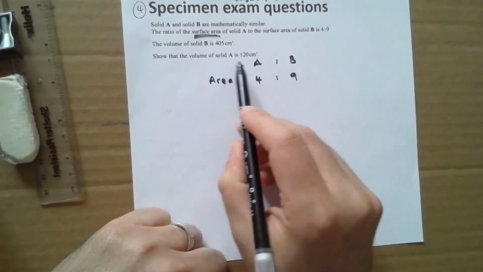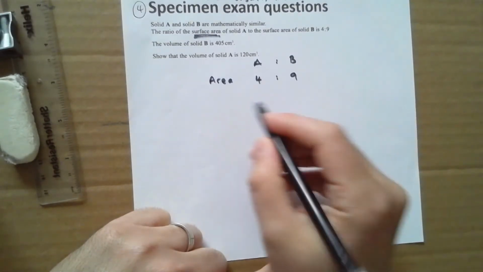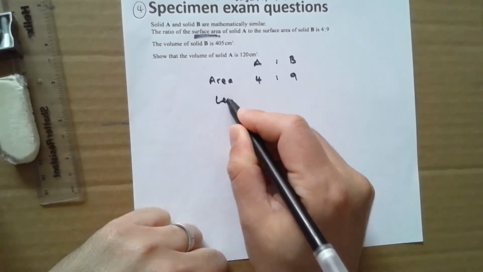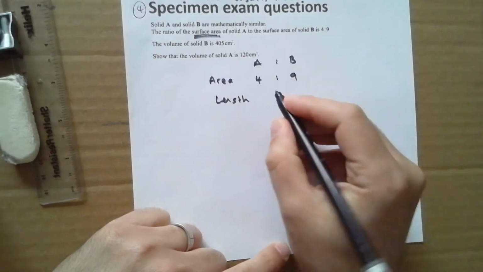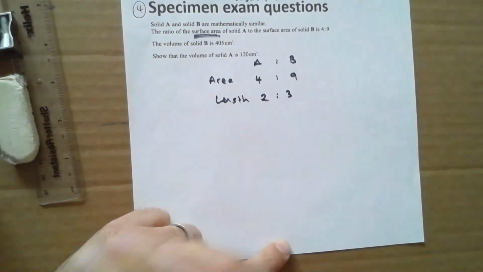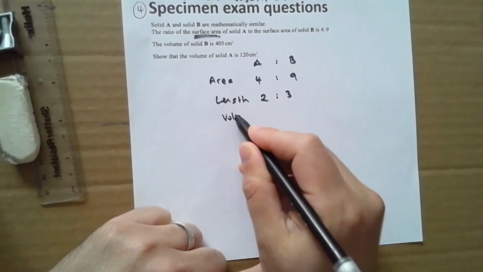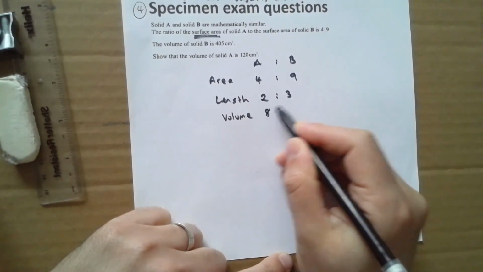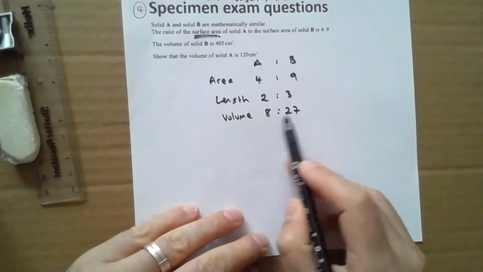We're asked to find the volume of solid A. Actually, we're asked to show the volume of solid A is 120. So we know, first of all, we can find the length ratio. The length ratio is the square root of the area ratio. So square root of 4 is 2, square root of 9 is 3. So the lengths of these two shapes must be in the ratio 2 to 3. So the volumes are going to be 2 cubed, which is 8, and 3 cubed, which is 27. So the volumes are in the ratio 8 to 27.